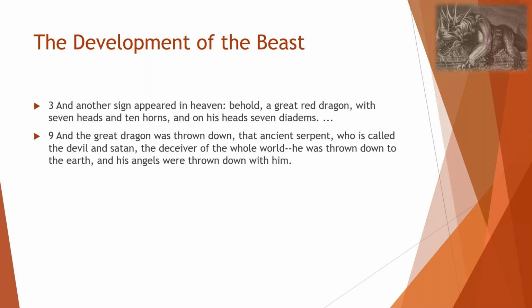And I think that we're directed to do that here in chapter 12 because, I don't know if you noticed, but in chapter 12 and verse 3, we've got the appearance of the great red dragon in heaven, with 7 heads and 10 horns, and crowns on the heads. We'll look at that a bit later. But in verse 9, it says that the great dragon was thrown down, that ancient serpent who is called the devil and Satan, the deceiver of the whole world. He was thrown down to earth, and the angels were thrown down with him. Or in the AV, that old serpent, the devil and Satan.